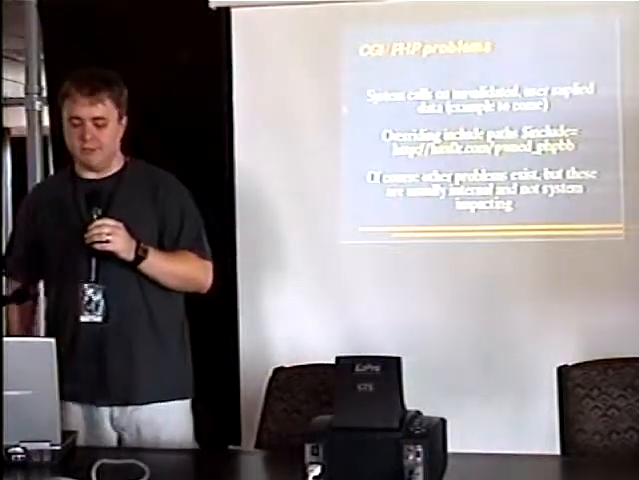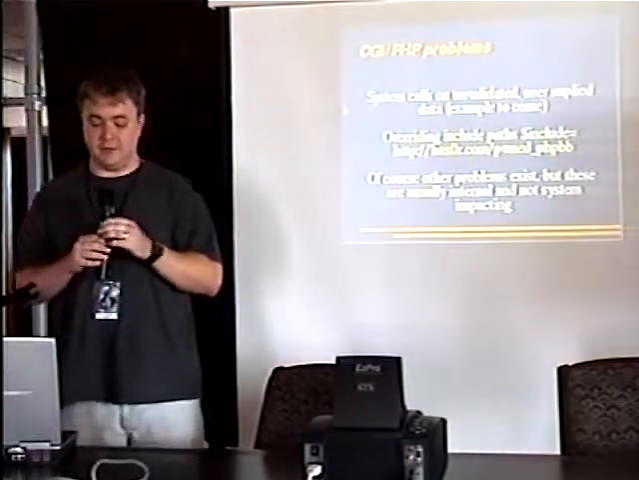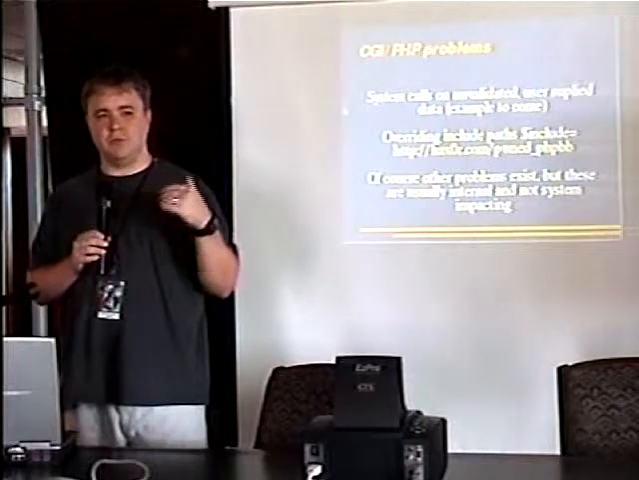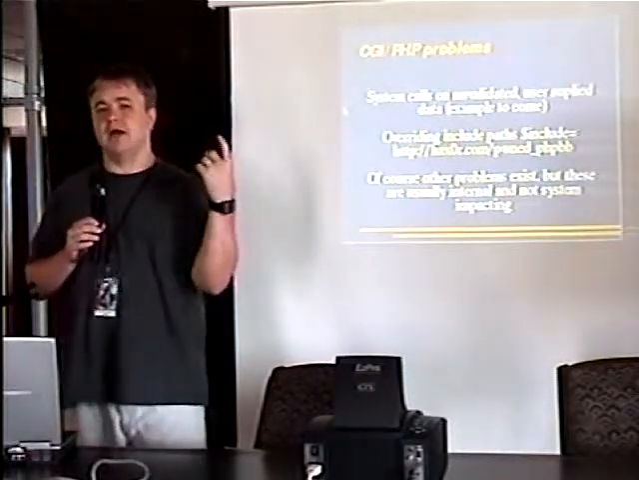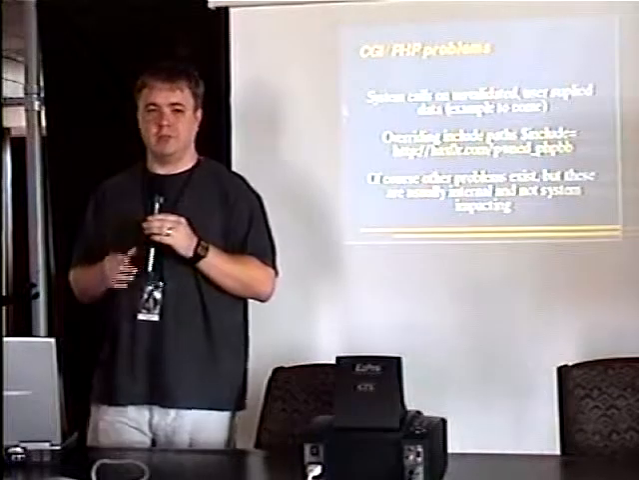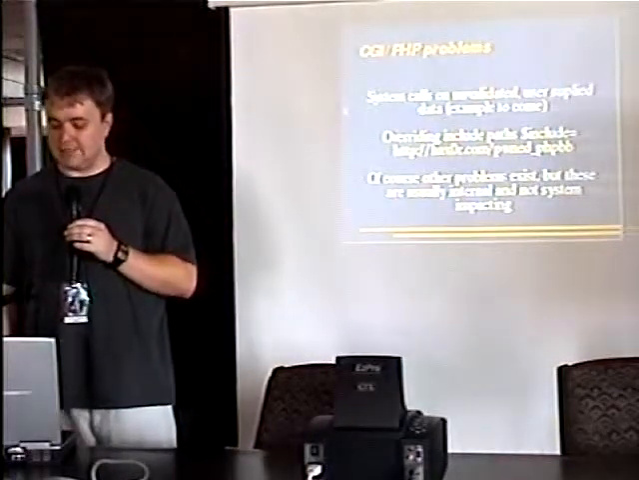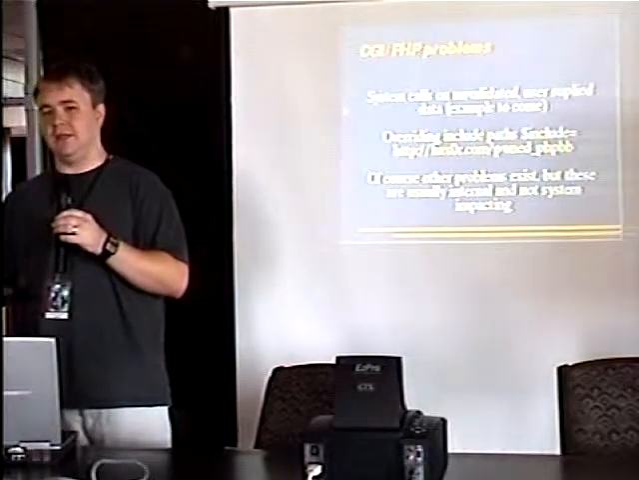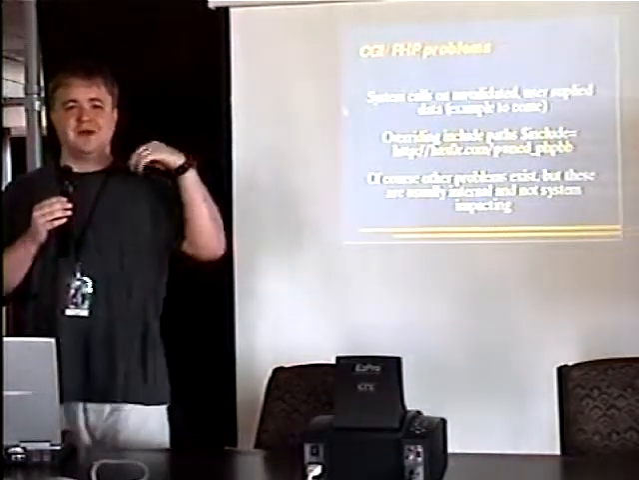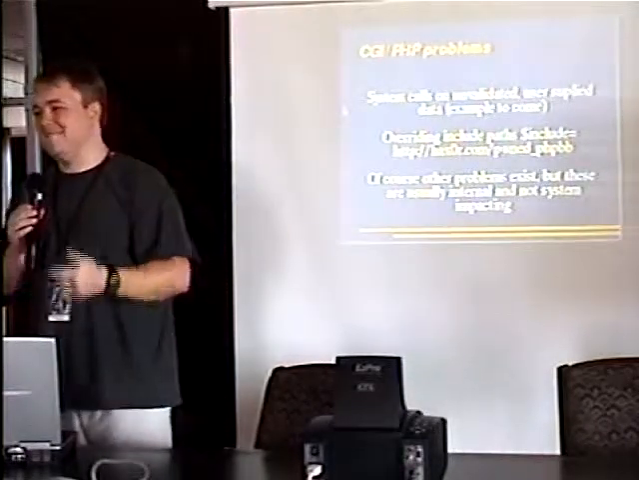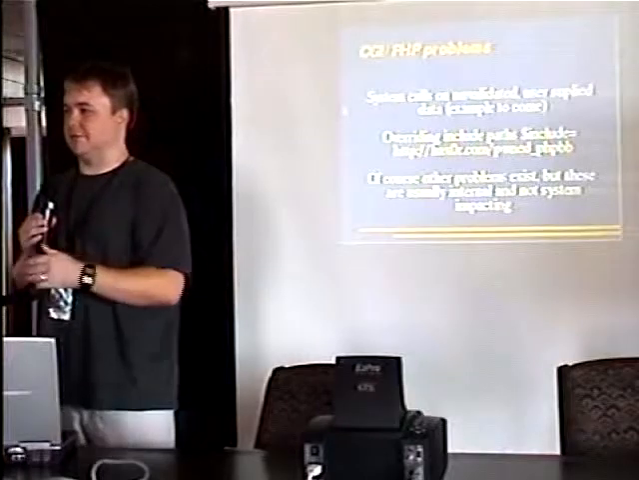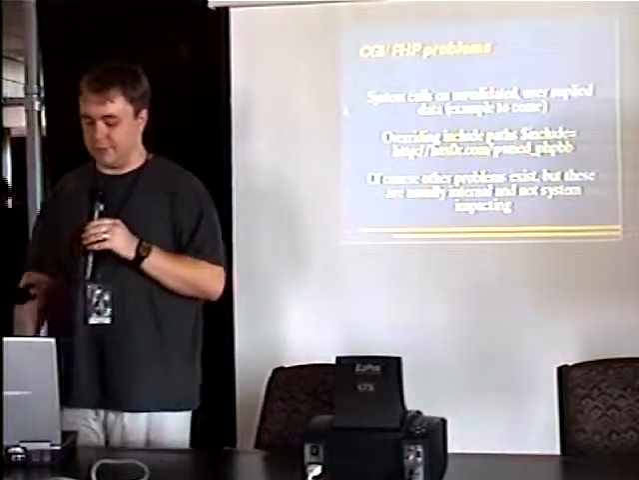CGI and PHP problems: system calls on unvalidated, user-supplied data. This is the most common attack against web servers today, period, bar none. I'll demonstrate this in a little bit, but basically this is the web surfer supplying data to the script that is not checked, and then a system call is run, and that's what is happening around the world. And the real cause of that is just that so much more is asked of HTTP, that now it has to do e-commerce, and your banking, and basically anything you could ever want to do on the internet can be done on the web, and it simply wasn't designed to do that. So we've embedded all these things into the web server to make it more powerful and more insecure.